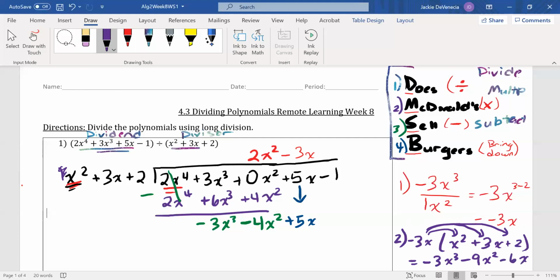So this I can write under here and subtract. So let me just do that. Oops, minus 9x squared minus 6x. And look, we have all our like terms underneath each other. But remember, we're subtracting.